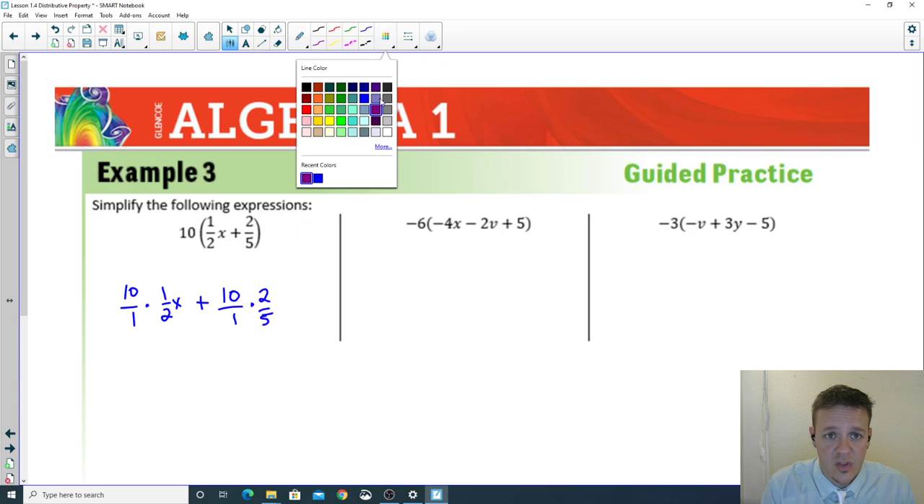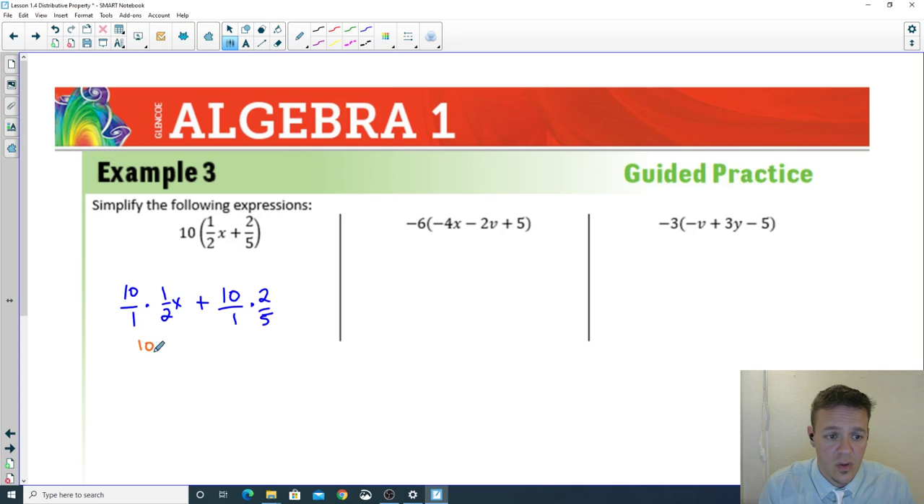So now you guys using the order of operations, you should know that this would be 10 over 2 x plus 20 over 5, right? And you can reduce both of these, right? 10 divided by 2 is 5x, and then 20 divided by 5 is 4, and there's your final answer.